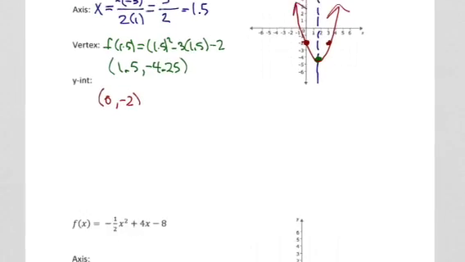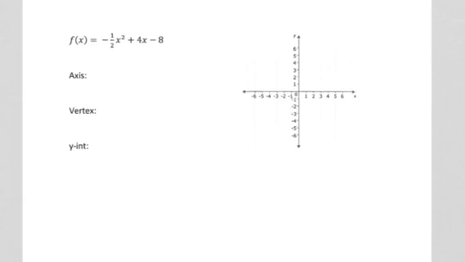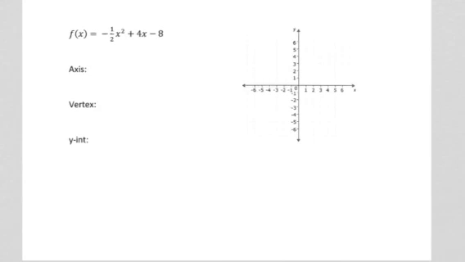All right, let's try one more. Let's make it one where it doesn't quite work out so nice for the y-intercept. All right, we're still going to follow the same procedures though. My A, which is -1/2. My B is 4. My C is -8. All right, because my A is negative, this graph will open pointing downward.